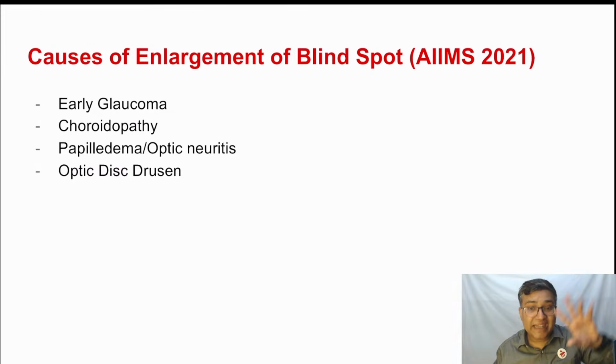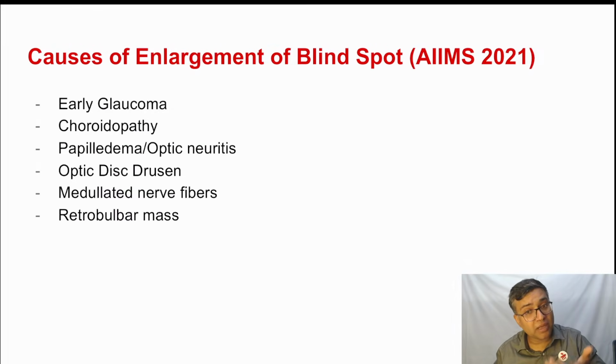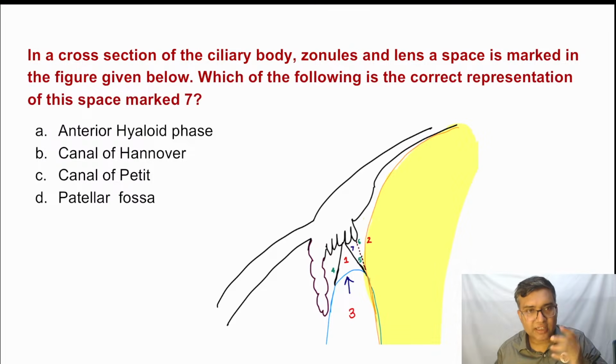Remember, the myelin sheath is basically not there in the nerve fibers of the retina, but if there are small myelin sheath present there, that is called medullated nerve fibers. And if there is a tumor posteriorly, a retrobulbar mass, that can also cause the enlargement of blind spot. So these are the various differential diagnoses of enlargement of blind spot. It can be seen in glaucoma, but it can be seen in the other disorders as well.